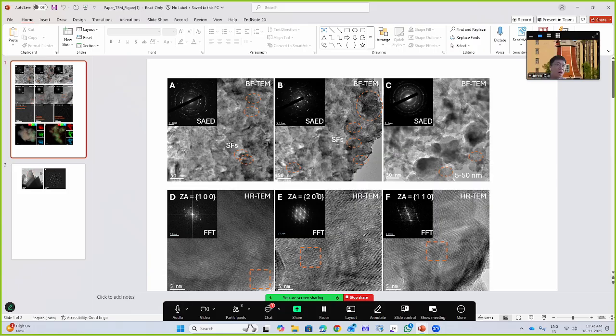So let me, is there a pointer or something I can use? Oh yes, I can just draw.